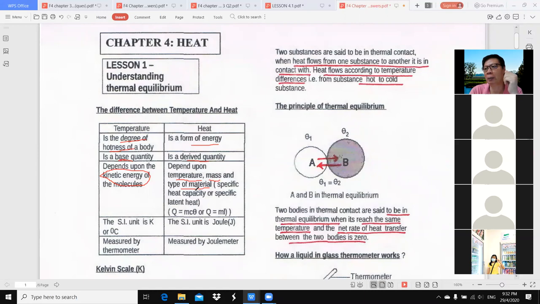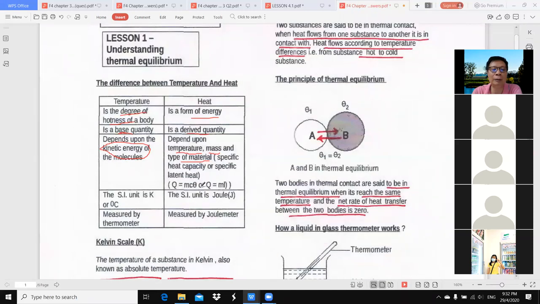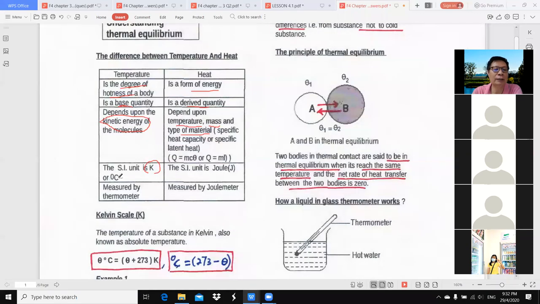Different types of material. Okay, later on you study this in chapter 2, lesson 2, you learn specific heat capacity, and in lesson 3, you study specific latent heat. They are two very big topics, so this one we only see first. And the fourth one, the SI unit of temperature is Kelvin, not degree Celsius. The SI unit for temperature is Kelvin, whereas the SI unit for heat is Joule. Okay, so different units.